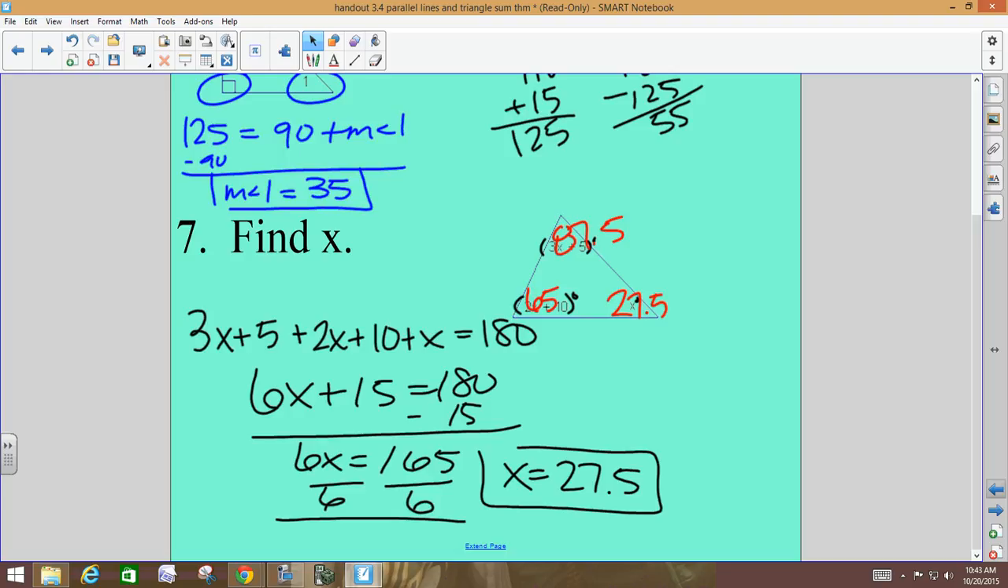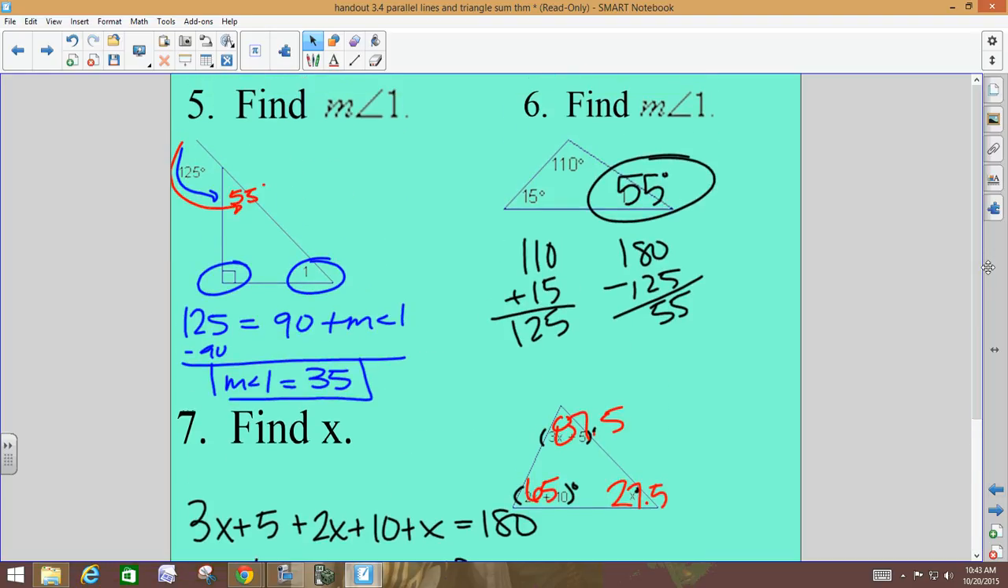Good. All the angles are acute, so it's got to be an acute triangle. Riley, how about this guy on number 6 that has angle measures of 15, 55, and 110? What kind of triangle is this based on its angles? Why? Because it's got an obtuse angle.